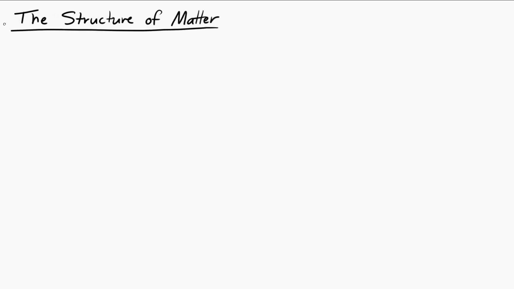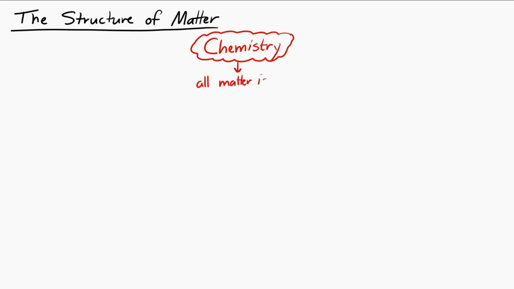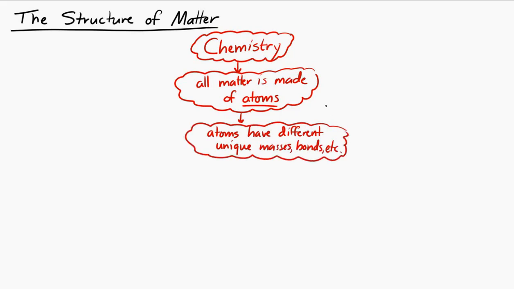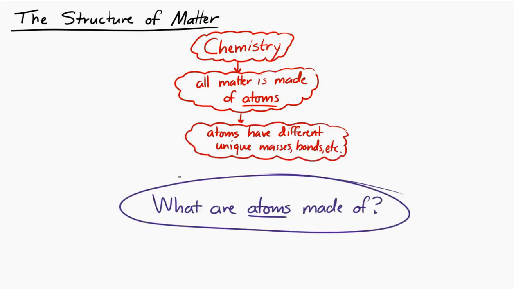Let's take a look at the structure of matter. One thing that chemistry is very good at is demonstrating that matter is made up of atoms, and those atoms have different masses, and they have different bonding abilities and other properties. But the natural question comes, after you accept that there are atoms, is what are the atoms made of?